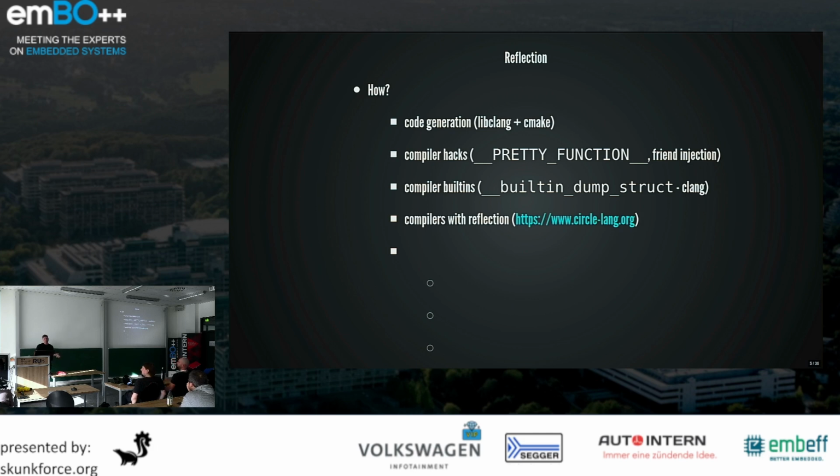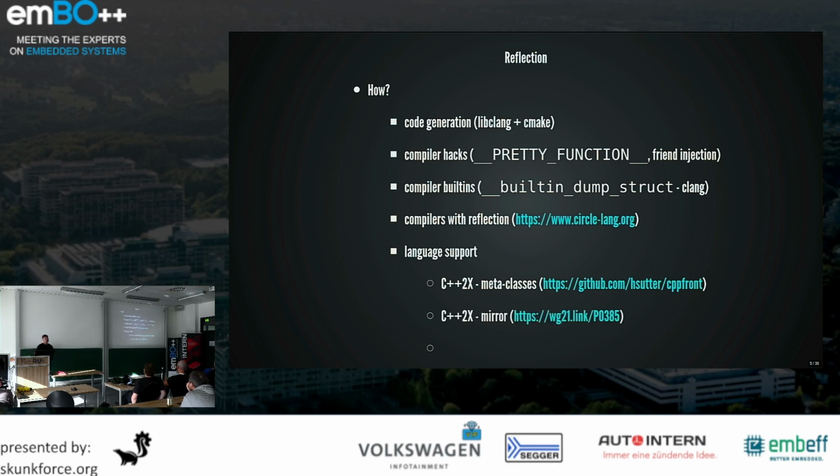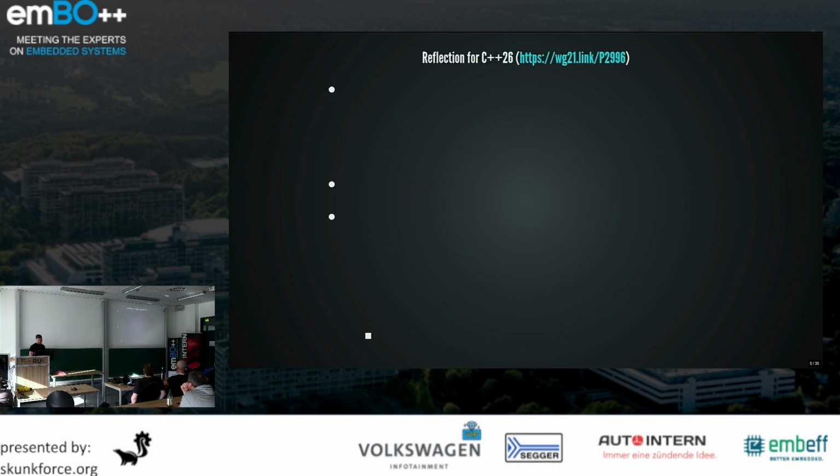There are different compilers like Circle, which has the reflection and the language support. So meta classes from Herb, that's something he's working on. It's not really ready in any sense. There is a mirror proposal, which was type-based reflection, kind of on the backside these days, because this proposal, static reflection for C++26, is the main proposal which is proposed, and we'll take a look into that. So hopefully that sounds exciting, and we have the introduction.